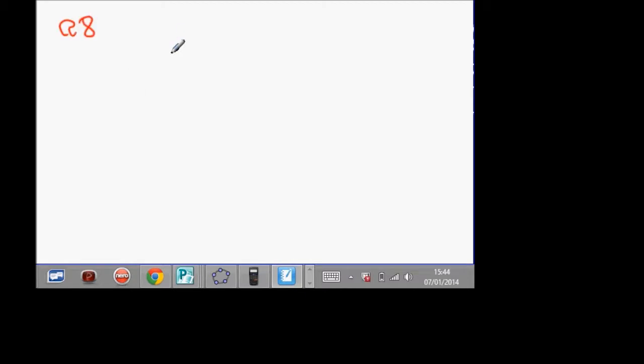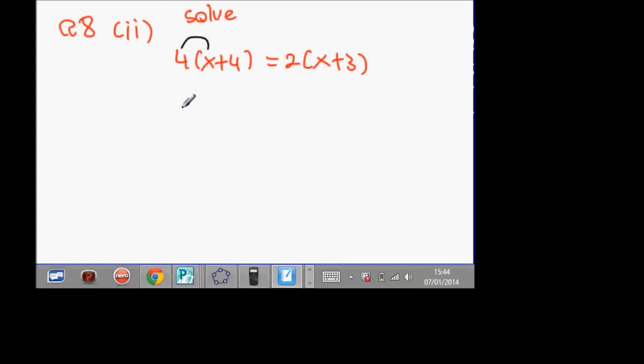Now, question 8, guys, we'll start off with A part 2. Because these are the harder questions. Lads, what's the difference here? It says solve. So how is your question going to end up? We need to find x. x equals something. Okay, Raphael, tell me how to do this one. 4x by x is 4x squared, and 4x by 1 is 4x, 4 by 4 is 16. 16, perfect. 2 by x is 2x, 2 by 3 is 6. And then what happens?